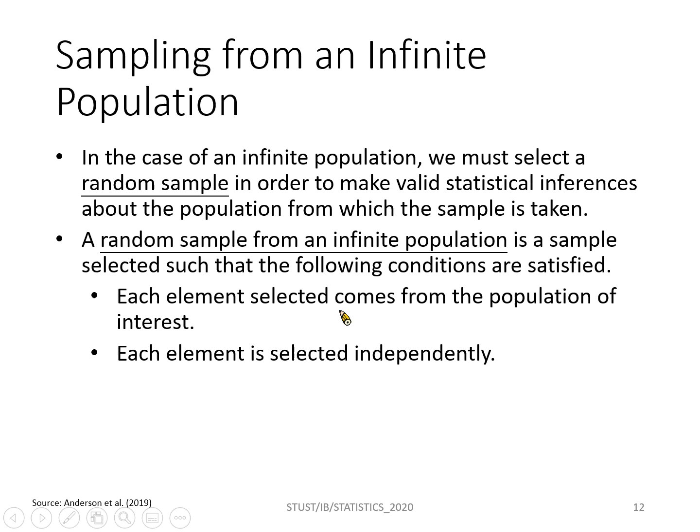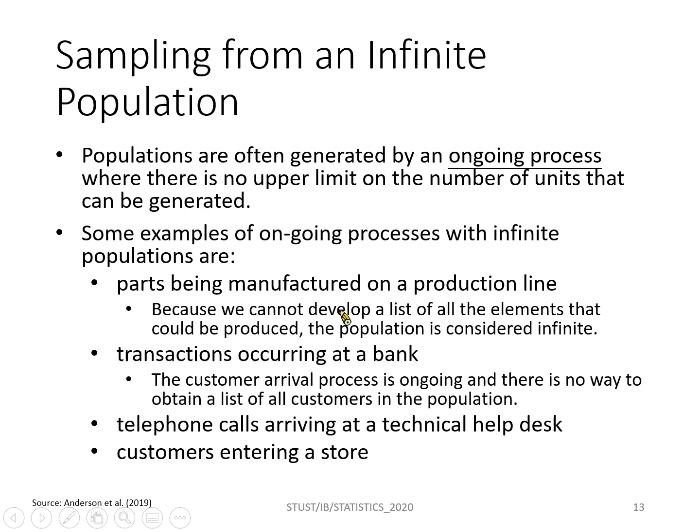So usually, in order to select a sample from an infinite population, we would like our conditions to be satisfied. The first condition is that each element selected comes from the population of interest, and the second is that each element is selected independently. In such a condition, the population is often generated by an ongoing process. So there will be no upper limit on the number of units we can generate.